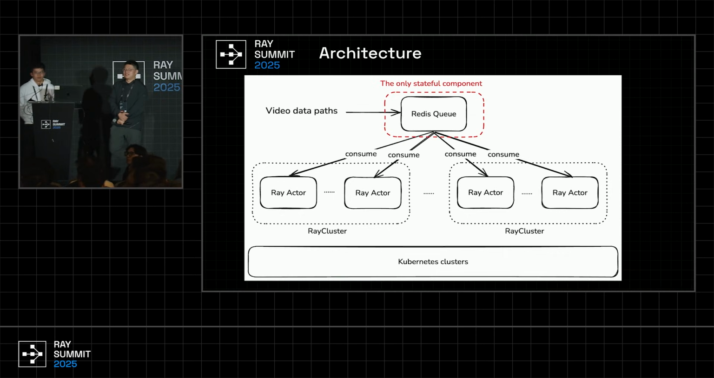Hi, I have one question. Given that you have the Redis queue and you are using the two-queue mechanism, why are you using Ray actors? Why not just pods in Kubernetes and the Kubernetes autoscaler? So your question is why do we use Ray actors instead of pure Kubernetes? Or a Kubernetes job, yeah.